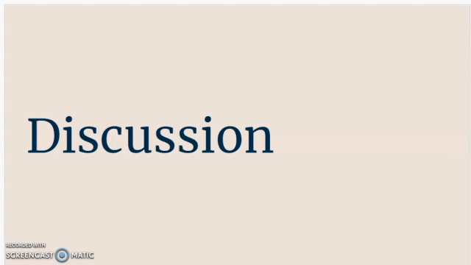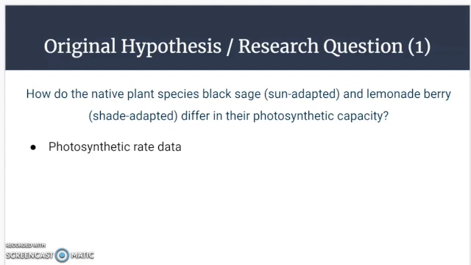For our discussion, we went back to our original hypothesis, which was how do the native plant species, the black sage and lemonade berry, differ in their photosynthetic capacity. In our results for photosynthetic rate displayed previously, we concluded that the lemonade berry, the shade-adapted plant, had a higher photosynthetic rate. The black sage and the cabbage tree, both sun-adapted plants, had similarly low photosynthetic rates.